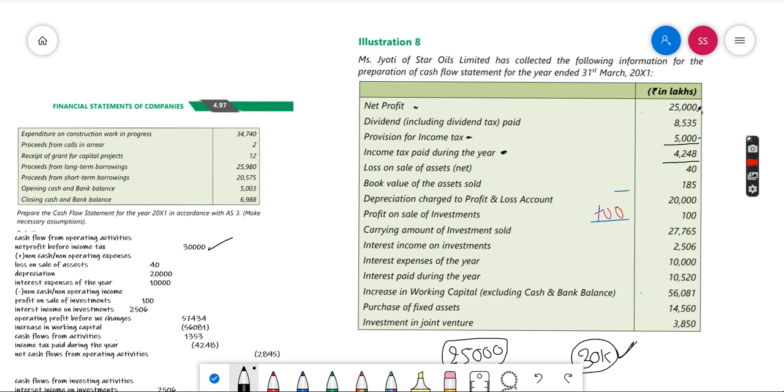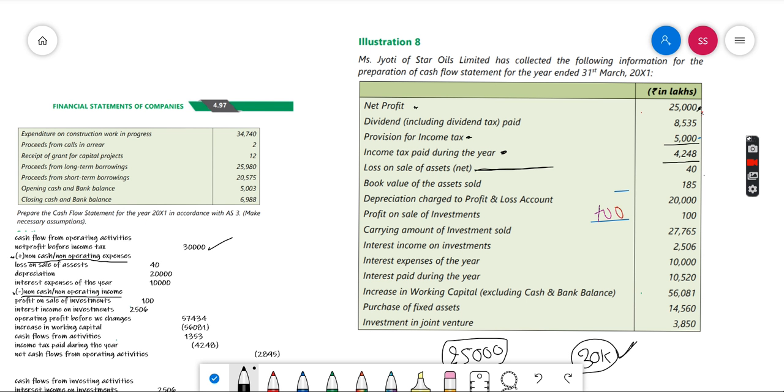So we are doing cash flow from operating activities. The first thing we need is net profit before income tax, done. Then, according to our format, we need to add non-cash and non-operating expenses and deduct non-cash and non-operating incomes. If it is a non-cash and non-operating expense, we add it. If it is an operating income, we deduct it, right? So first, loss on sale of asset. This is a non-operating expense, which is 40.